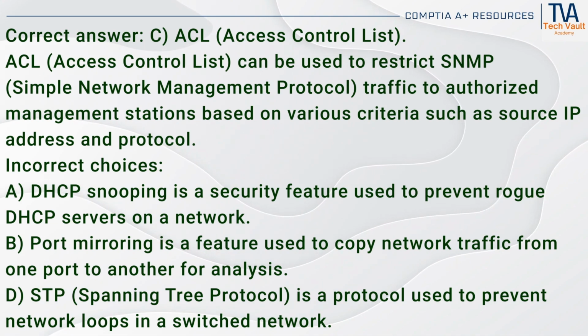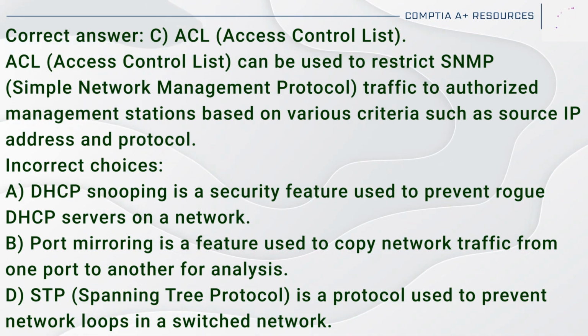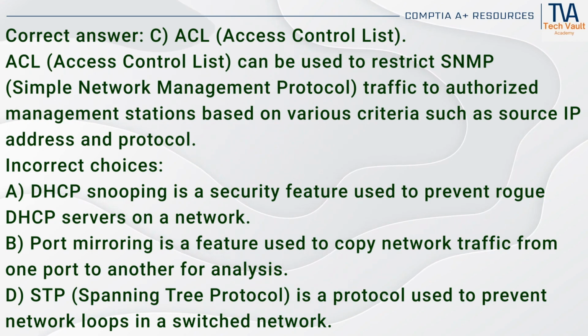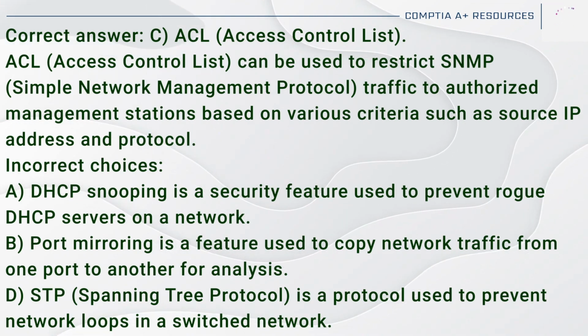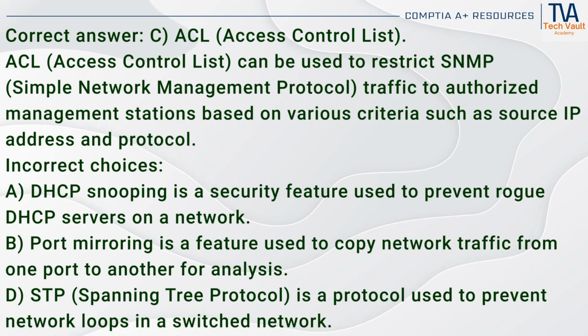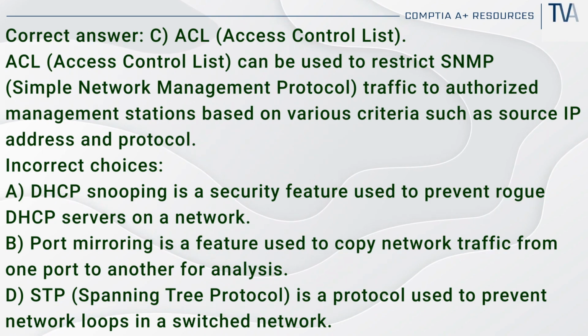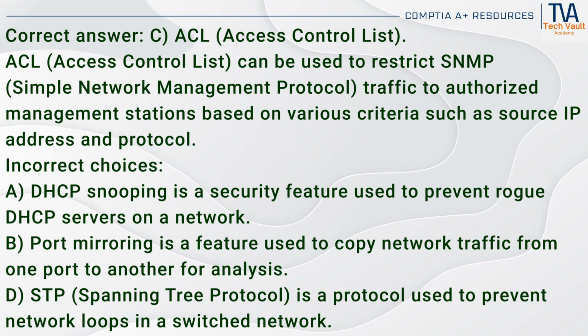Correct answer, C, ACL, Access Control List. ACL can be used to restrict SNMP, Simple Network Management Protocol, traffic to authorized management stations based on various criteria such as source IP address and protocol. Incorrect choices. A, DHCP snooping is a security feature used to prevent rogue DHCP servers on a network. B, port mirroring is a feature used to copy network traffic from one port to another for analysis. D, STP, Spanning Tree Protocol, is a protocol used to prevent network loops in a switched network.